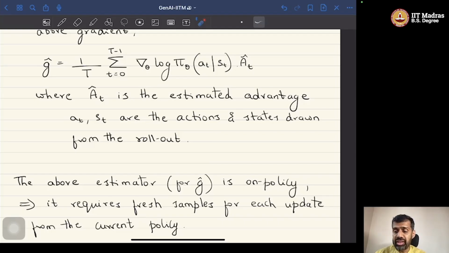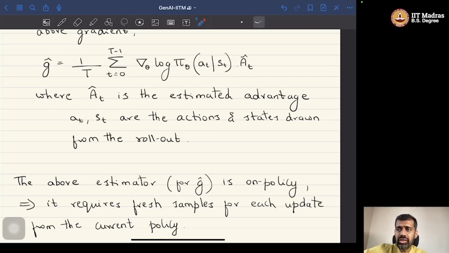Now the issue with that is it is from this same policy that one is obtaining the rollouts that is getting updated as well. So every time a gradient step is taken, one needs to obtain a rollout from the exact same policy that is getting updated, and these sort of updations are called on-policy methods because the rollouts are coming from the same policy that is getting updated via the policy gradient algorithm.